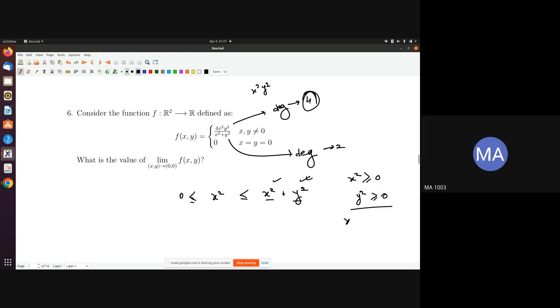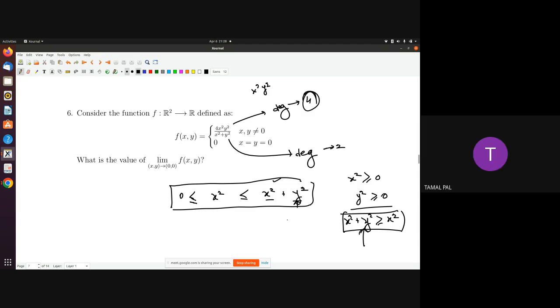So if I add x squared on both sides, I am getting this, right? Because I am adding a non-negative number to x squared, it will always be equal or greater. That is what I have written. And x squared is anyway greater than 0, so the left-hand side is clear. The right-hand side is also okay because y squared is non-negative. Same argument goes for y squared also. Correct?